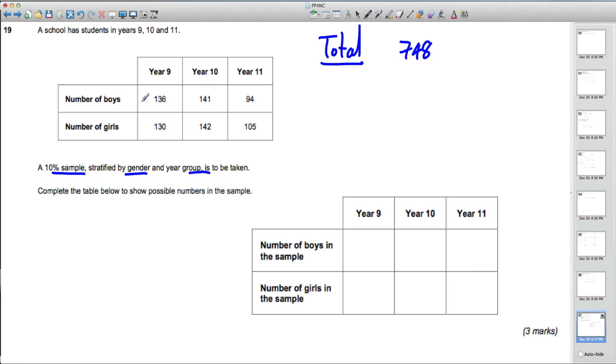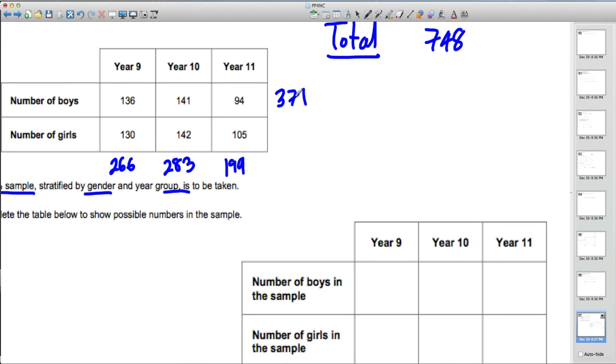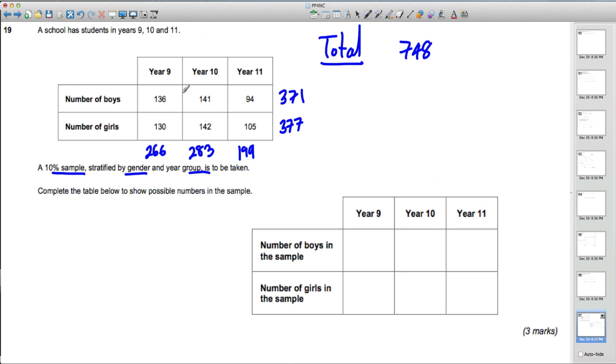And in total in year 9, we've got 136 plus 130, which is 266 in total here. We've got 141 plus 142, 283 here. And we've got 105 plus 94, which is 199 here. And total boys, 136 plus 141 plus 94, we've got 371. And 130 plus 142 plus 105 is 377. Okay, so it's just handy to have those totals there.